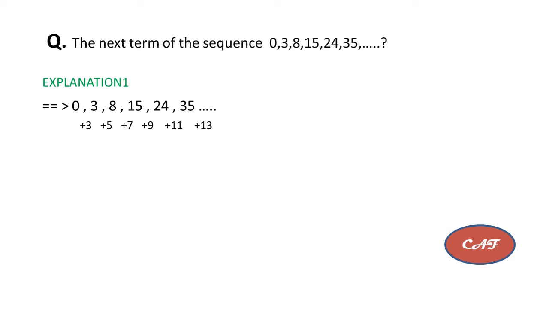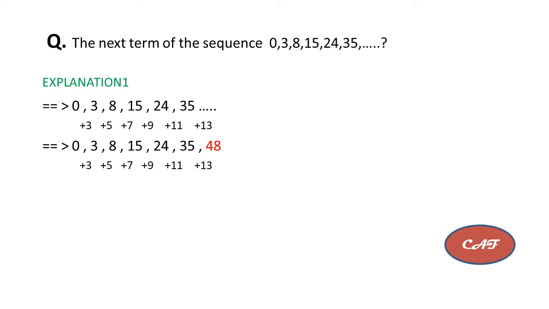See this, between 0 and 3 there is a difference of 3. If you add 3 to 0 you will get 3. If you add 5 to 3 you will get 8. If you add 7 to 8 you will get 15. Like that they are adding in the sequence of odd numbers 3, 5, 7, 9, 11. So after 11 we will get 13. So I am adding 13 to 35, so I will get 48.